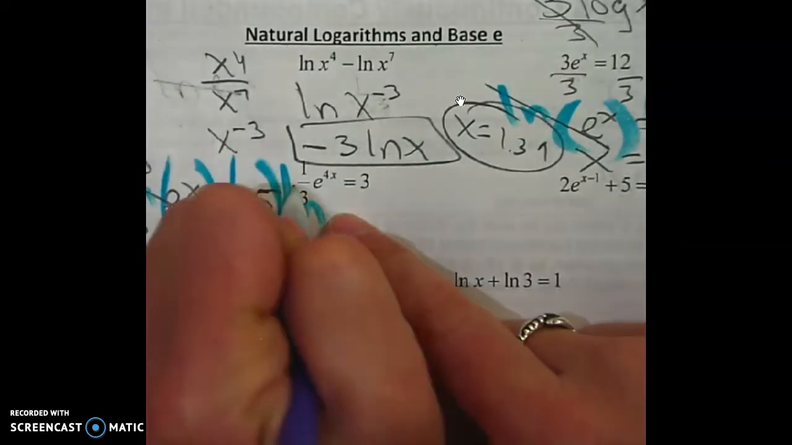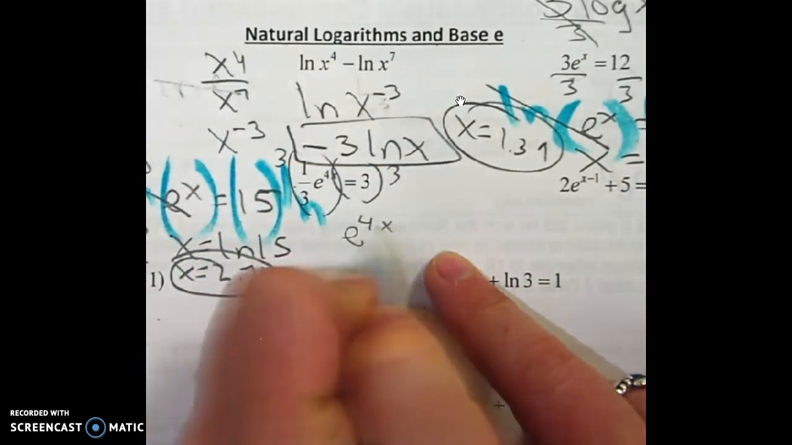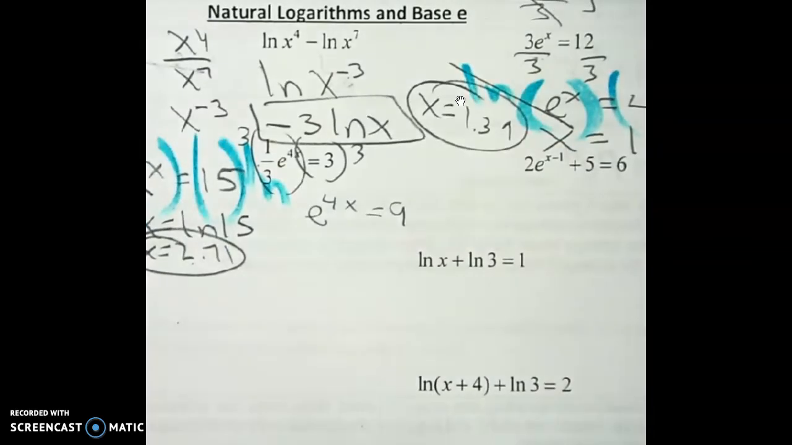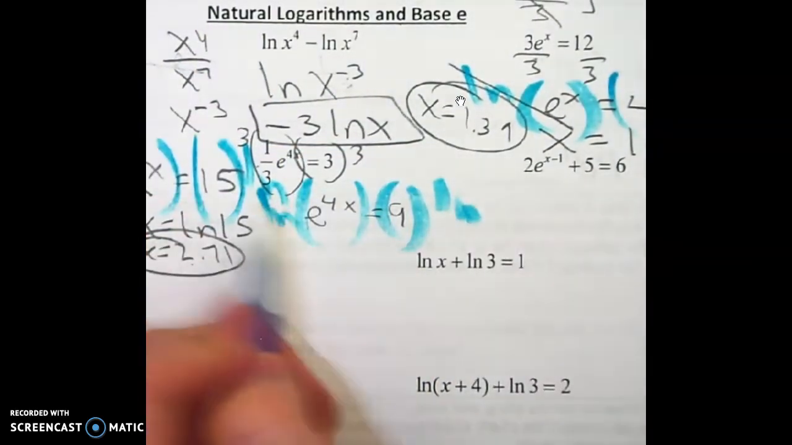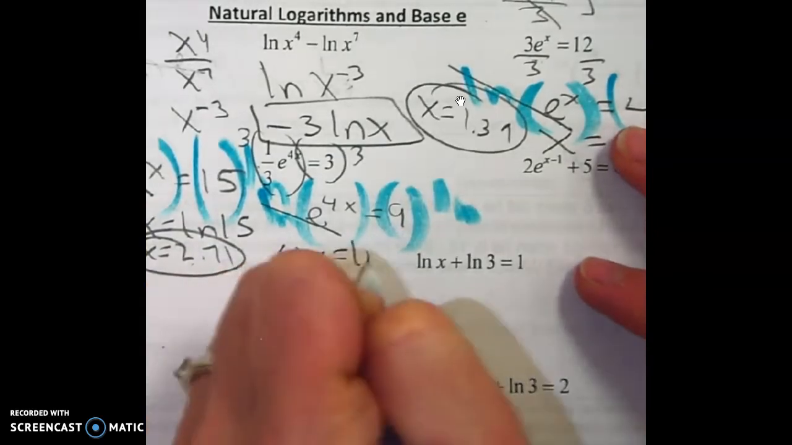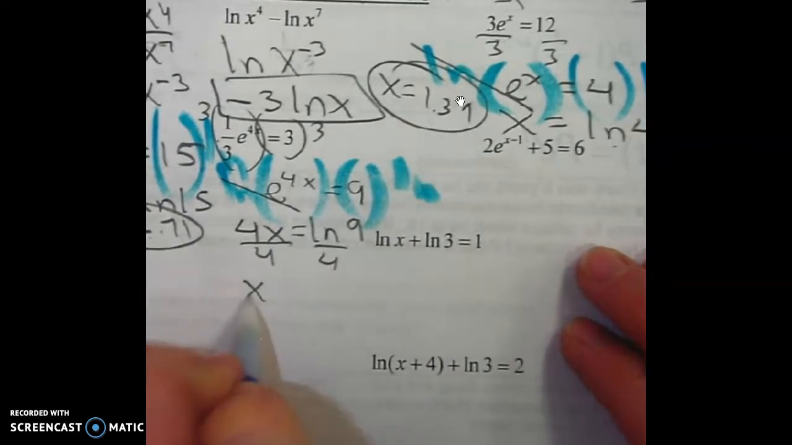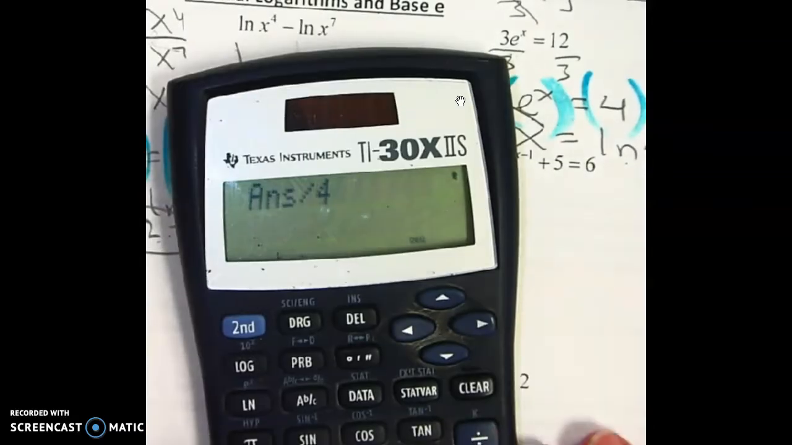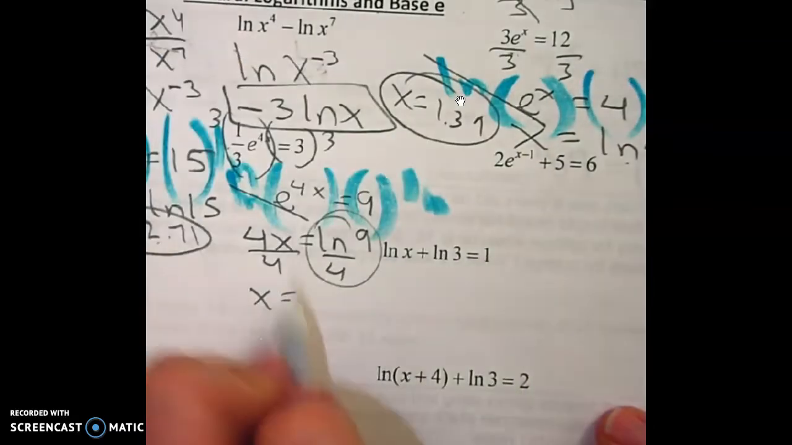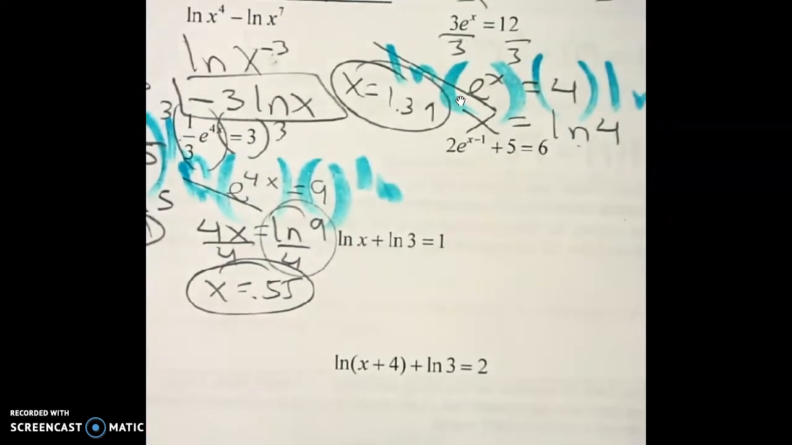All right, what do I do when I have a fraction? Multiply by the reciprocal. So I'm left with e to the 4x equals 9. Nothing else I can do now. Natural log both sides. What happens? Cancel. 4x equals the natural log of 9. And then I divide both sides by 4. So x equals, so I'm going to plug this into my calculator. The natural log of 9 divided by 4. 0.55. Okay. Let's do the next one.